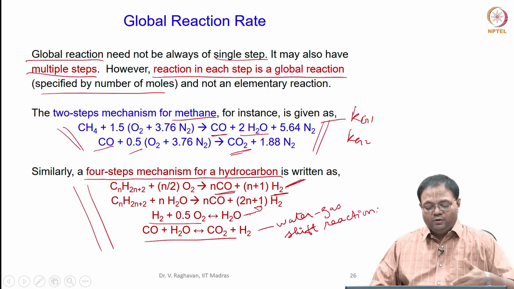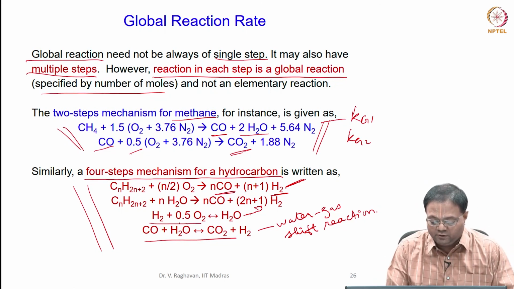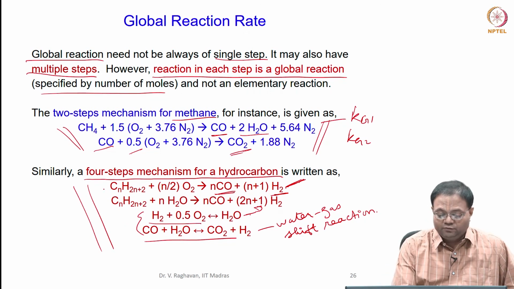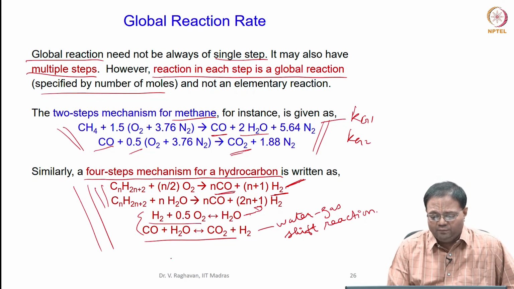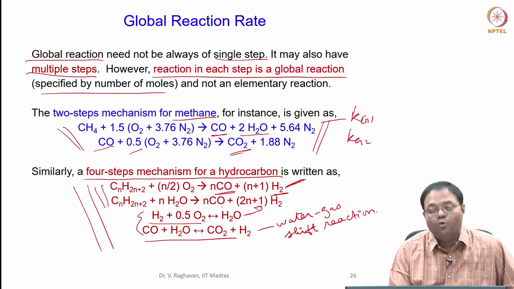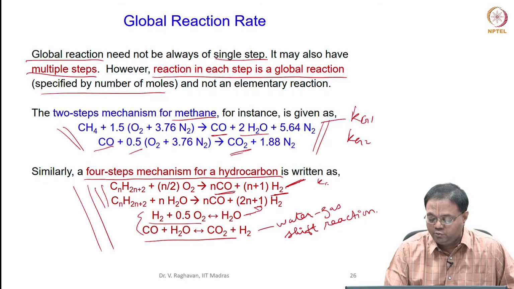These are all global reactions. You might wonder whether some of these can be elementary reactions, but these are global reactions. The formation of CO, and alkane plus H2O giving CO plus H2, etc., should be carefully determined by experiments, and the rates are formulated. So, we have Kg1, Kg2, Kg3 and Kg4.